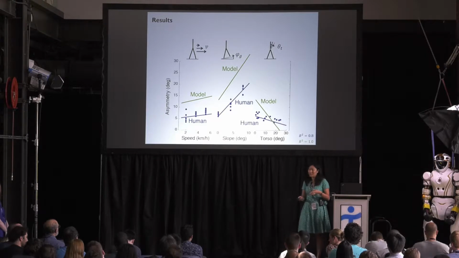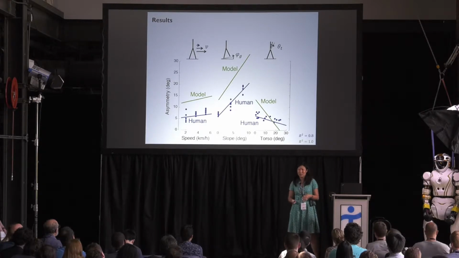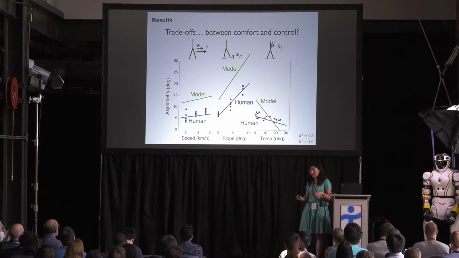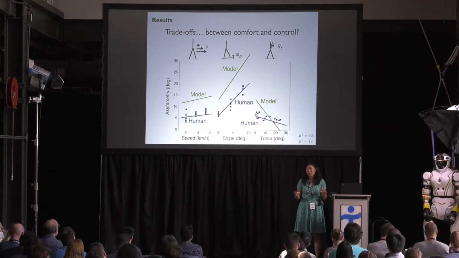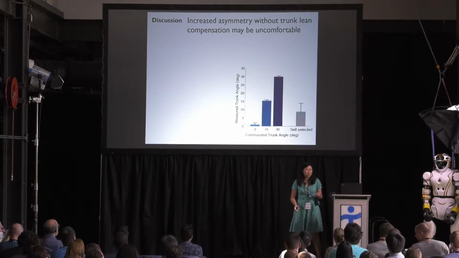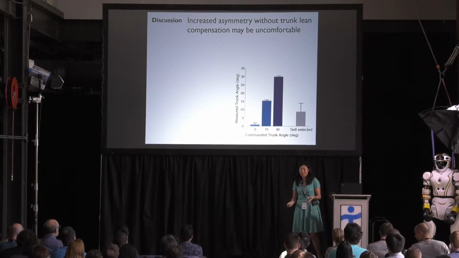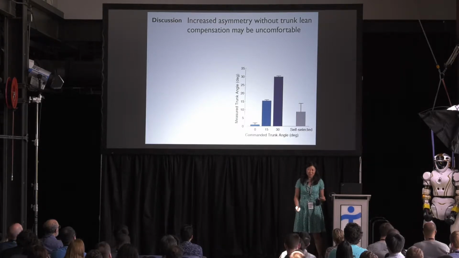From seeing that there's an increase in asymmetry with speed and with inclination, but a decrease with trunk angle, perhaps there's some sort of trade-off. I'm not quite sure what the trade-off could be, but supposedly maybe between some sort of comfort and control. What I mean is that perhaps when you increase asymmetry but don't lean your trunk in a certain way, this is very uncomfortable.